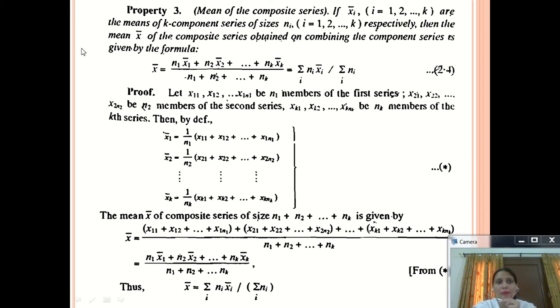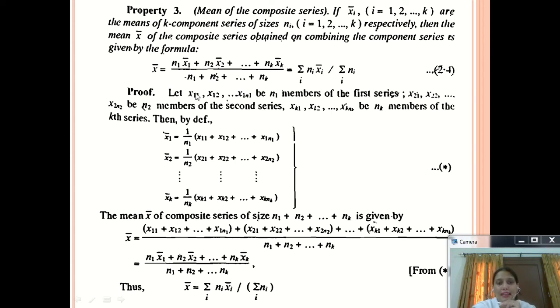Then the mean, capital X bar, of all the combined series, the composite series obtained by combining the component series, is given by this formula: capital X bar is equal to n1 x1 bar plus n2 x2 bar plus ... plus nk xk bar, divided by n1 plus n2 plus ... plus nk.